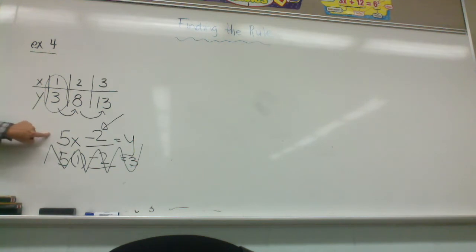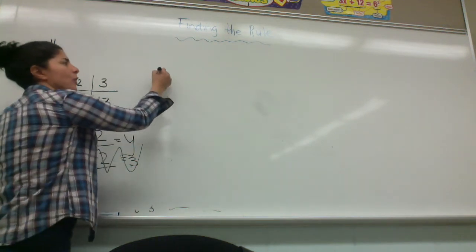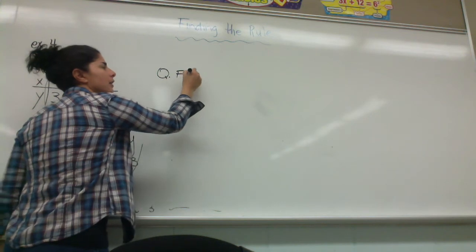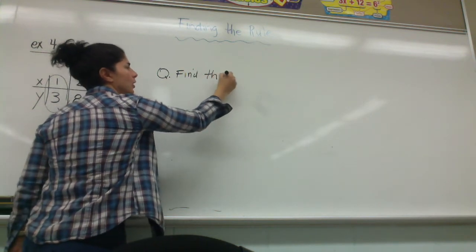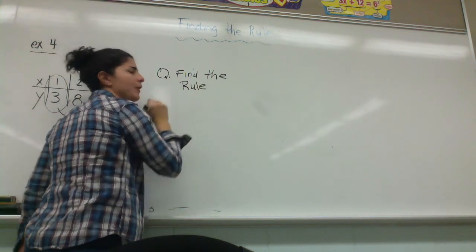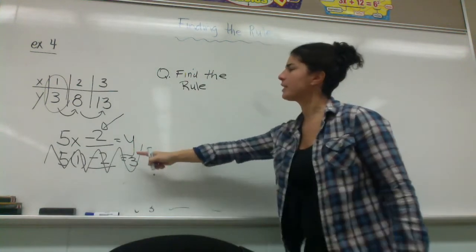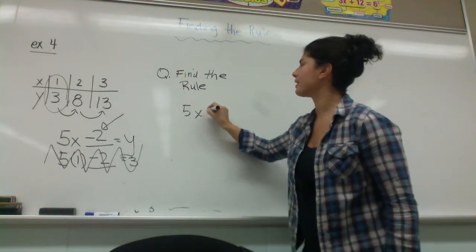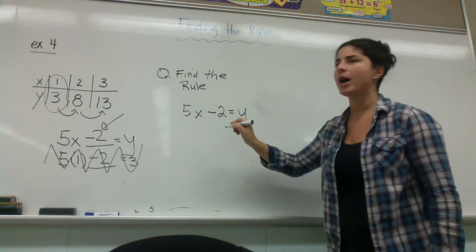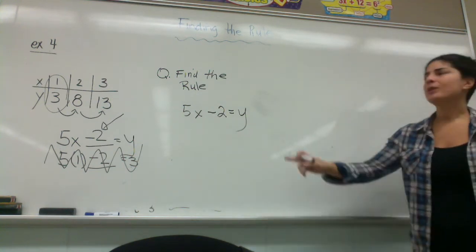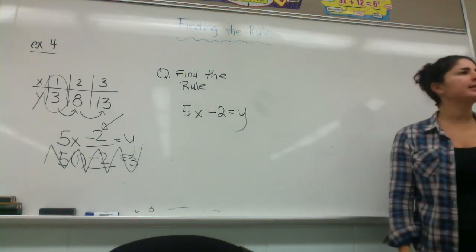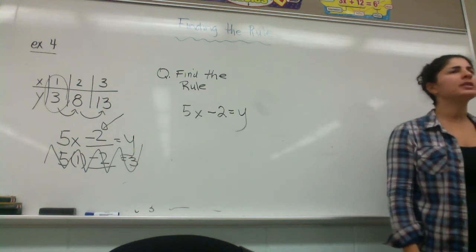This is the rule. So if the question is, find the rule for this table of values, you would say, Miss, the rule is 5x minus 2 equals y. You know what some of you will say to me the rule is? Guess what some of you will say the rule is?